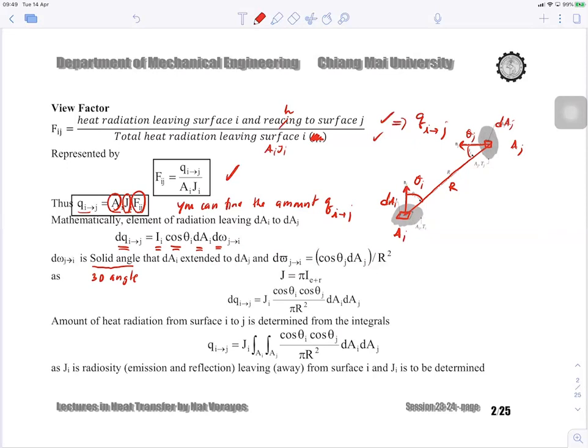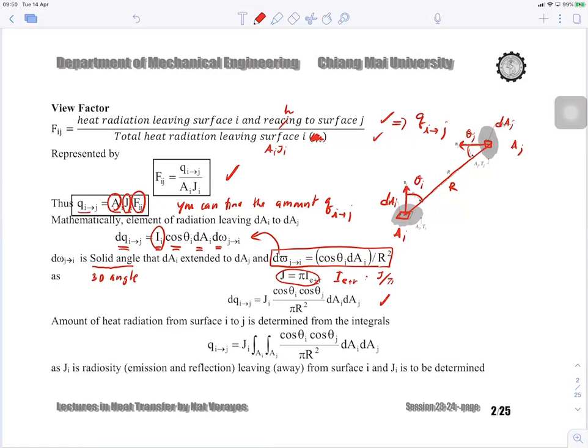And we know that the solid angle has a relation with theta j and Aj and also r squared, something like that. So we can substitute the component into this equation, and this is what we have. Providing that we know that the radiosity J equals Ie plus r over pi, we substitute that into that.